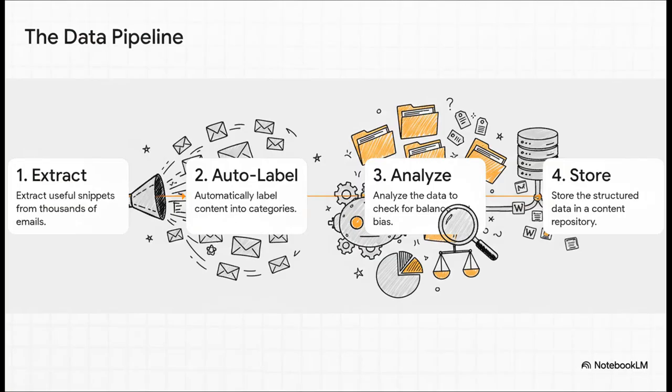This whole process basically had 4 key stages to turn that chaos into order. It all started with extracting the useful bits from his emails. Then, he had to auto-label all that content into different categories. After that, and this is super important, he had to analyze the data to see if it was balanced. And finally, he could store it all in a nice, clean database.